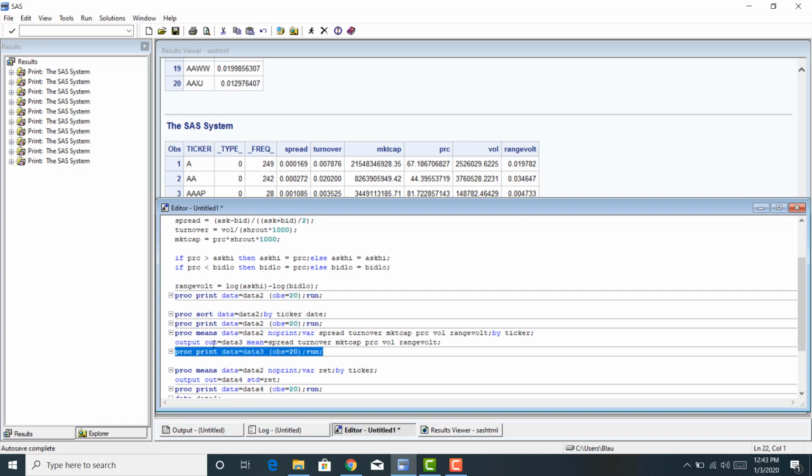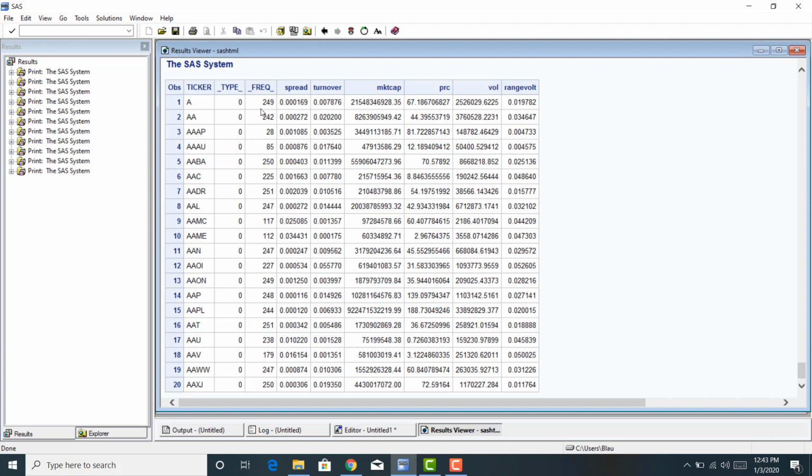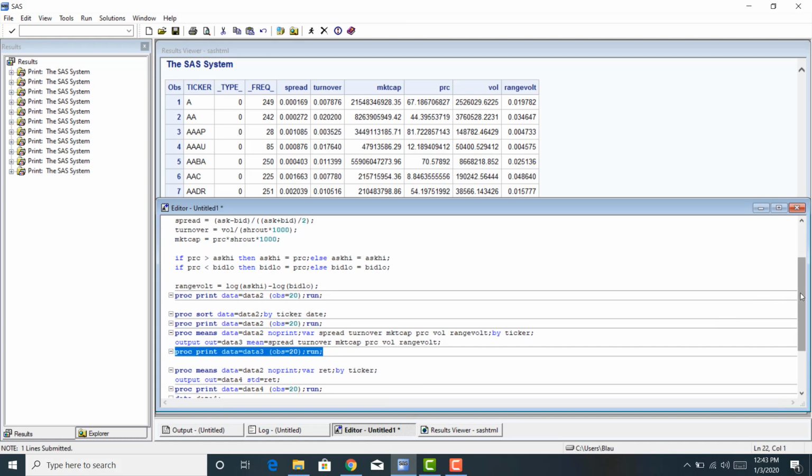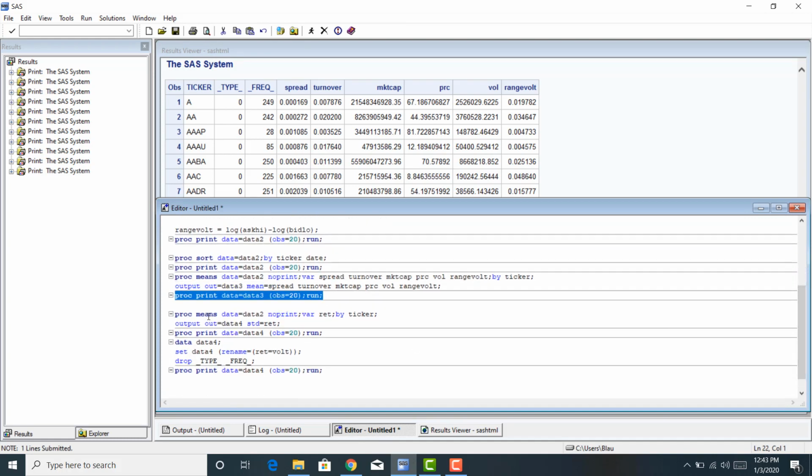We outputted that SAS data set to something called Data 3, and that Data 3 SAS data set consists of the average bid-ask spread, the average share turnover, the average market cap, average price, average trading volume, and average range volatility. What we did next is we ran another PROC MEANS procedure, and instead of calculating the mean across days, we calculated the standard deviation of daily returns for each stock across days. In other words, this gives us a measure of volatility, the standard deviation of daily returns for each stock.